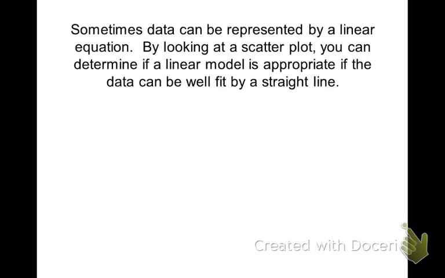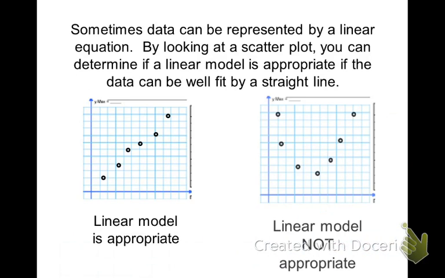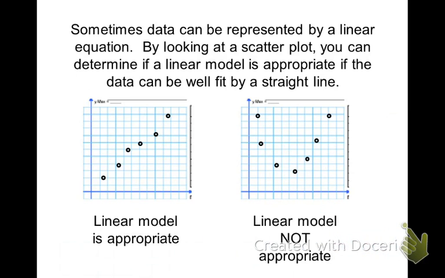Alright, so by looking at a scatter plot, can you determine whether or not the data can be represented by a line of best fit? And of course, on the left side here, it looks like a linear model would be appropriate. Looks like we'd have a positive correlation. And on the right, it looks like a linear model would not be appropriate. Some of you might recognize that and say, ooh, that might be a quadratic model. That might be, since that's the shape of a parabola.